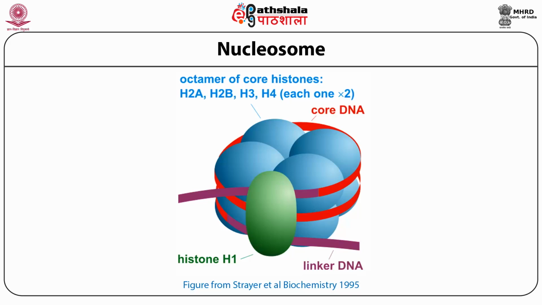The DNA molecule, 140 base pairs, shown in red, wraps around this 8 histone protein core. Then histone H1 is attached at the end. There is a linker DNA shown in dark red color, which is covering the histone H1, the linker histone.